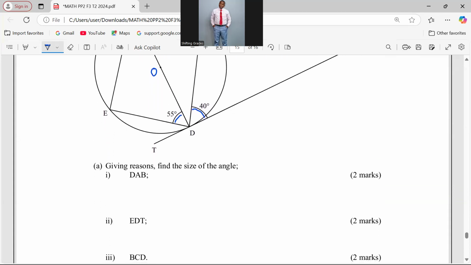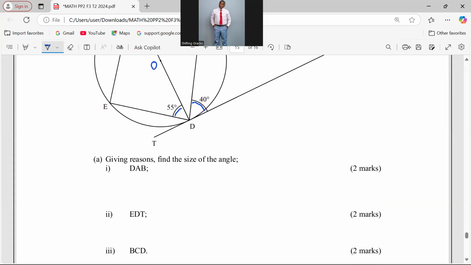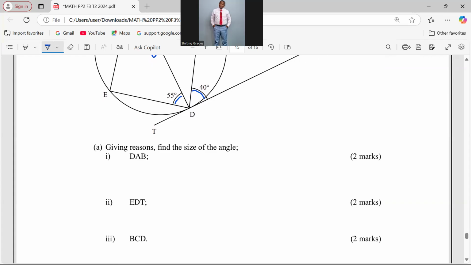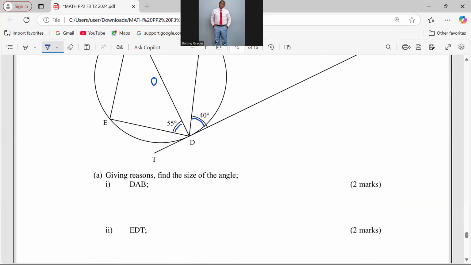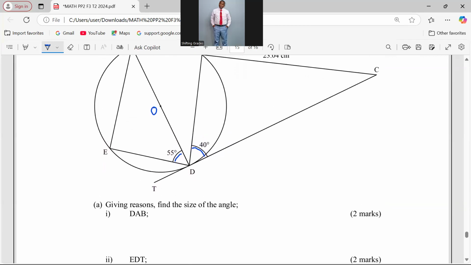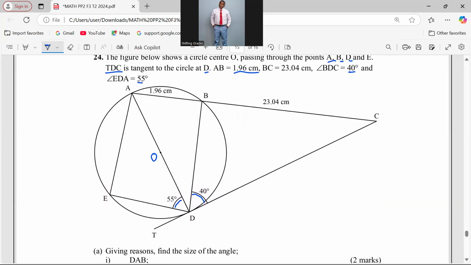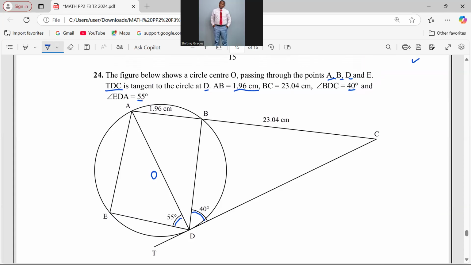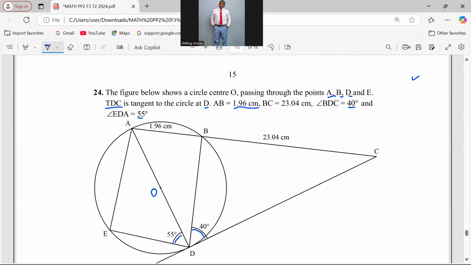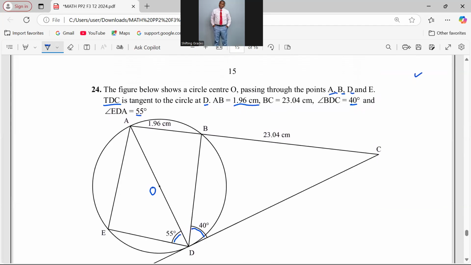The first question, giving reasons, find the size of the angles. Then some angles are listed here. What I would like to advise is that for you to give a reason, you don't actually need to state a lot of things. After identifying the size of a particular angle, just provide the mathematical approach you have employed towards the exact value of that angle, or the mathematical property about angles that you have engaged for you to arrive at the exact size of that particular angle.